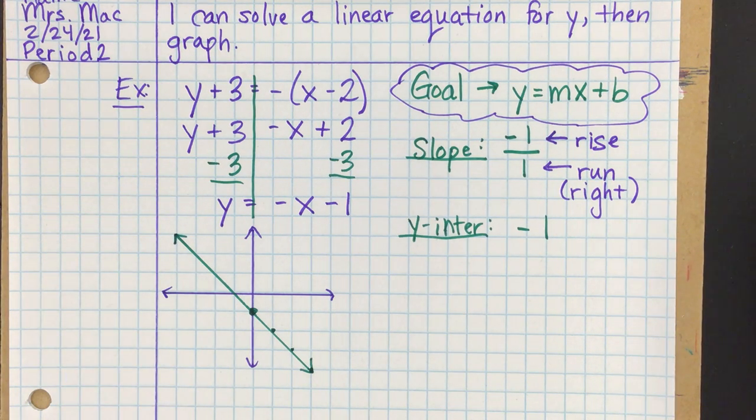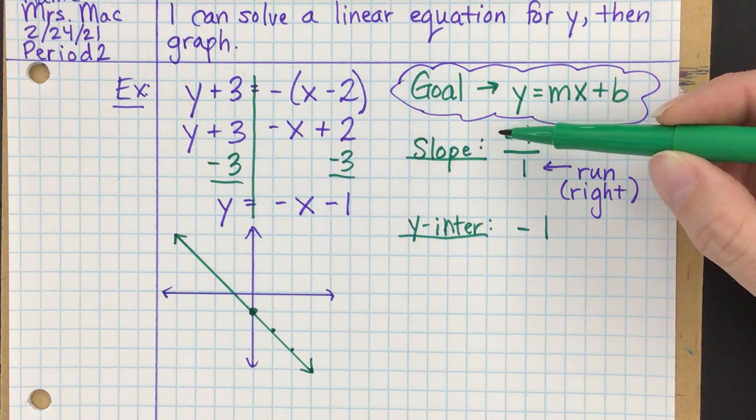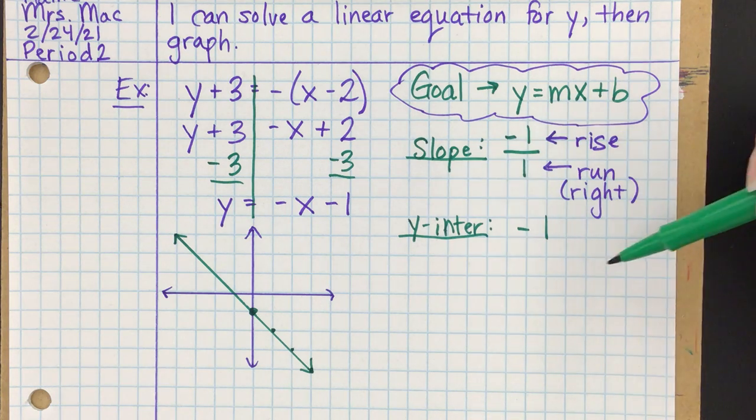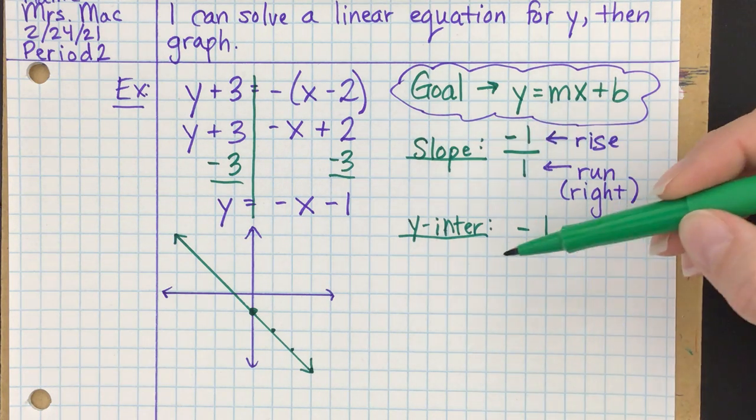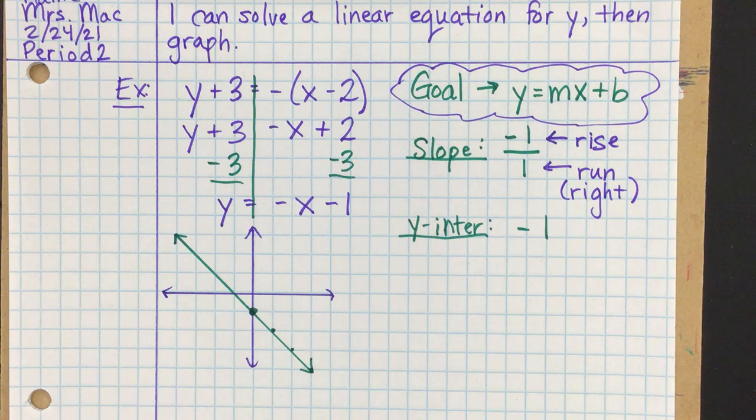Yeah, Maddie. Just to clarify, for the run, if it's a positive number, like let's say it was 1, if the run was positive, would you always go right? Well, we just assume that your run is always positive. And if the slope is negative, you're going to go down and to the right. If your slope is positive, you'll go up and to the right. But you always go to the right. You never go to the left. If it's negative, you just go down. If it's positive, you go up. But we always go to the right, and it keeps things straight.